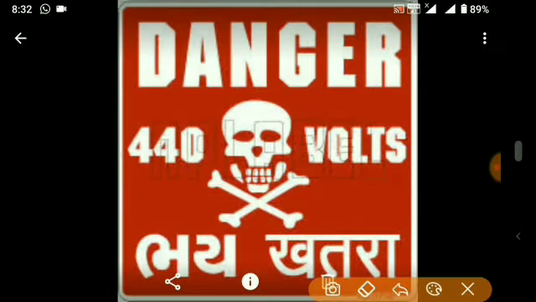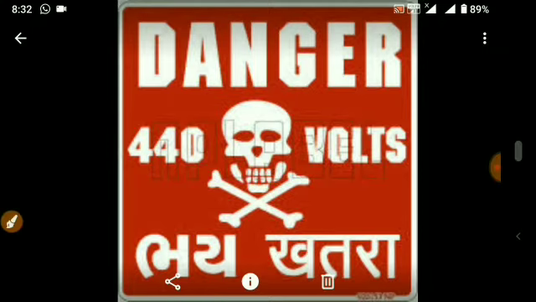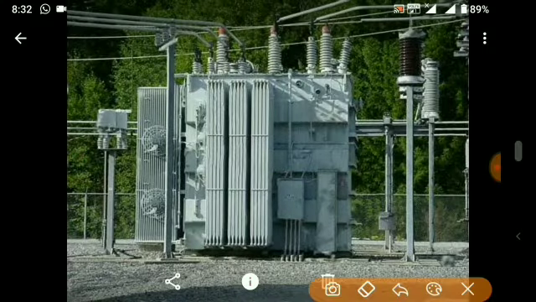You might have seen this type of danger sign whenever there is a transformer on the roadside or at any place. Even this is a transformer which is used to increase or decrease the high voltages.